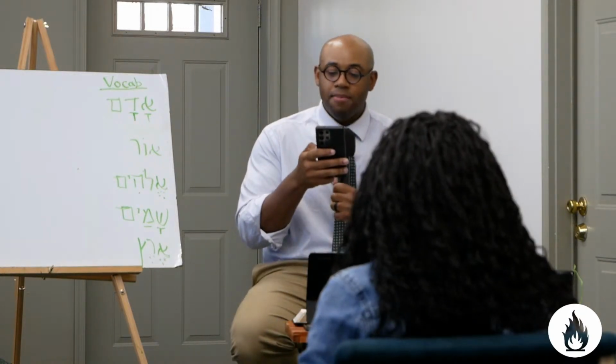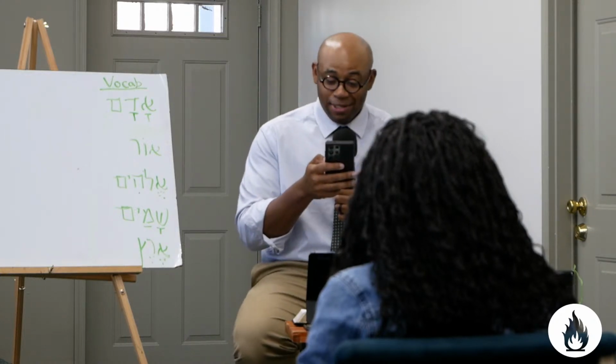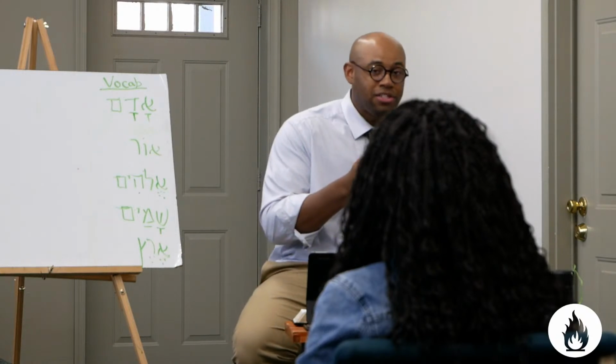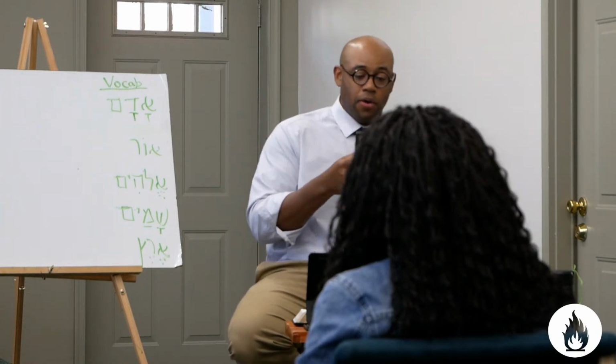I'll read it one more time. Aleph, Bet, Gimel, Dalet, He, Vav, Zayin, Chet, Tet, Yod, Kaf, Lamed, Mem, Nun, Samek, Ayin, Pei, Sade, Kof, Resh, Sheen, and Seen. Well, Tav, excuse me. Sheen, Seen, and Tav. Okay.